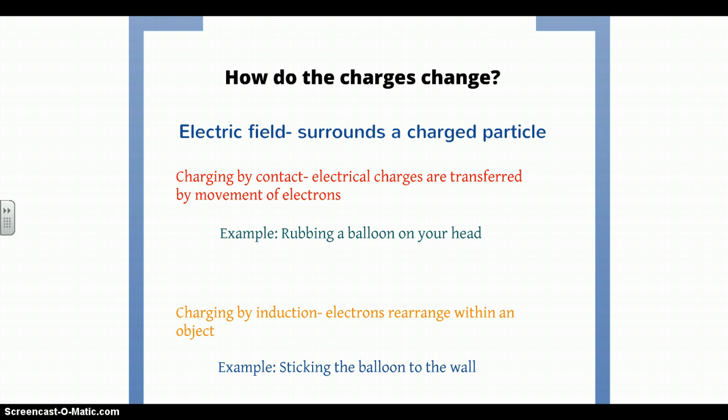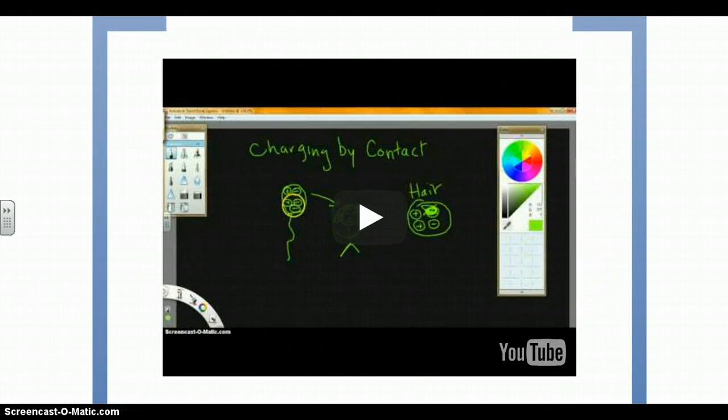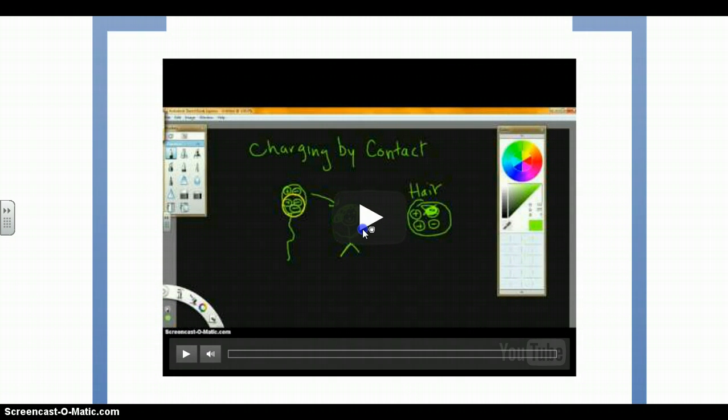Now I'm going to show you guys a little drawing I did of this. We'll also talk about this a little bit more in class, and you guys will see this live and we'll do some demonstrations with it. But check out my awesome drawing skills.